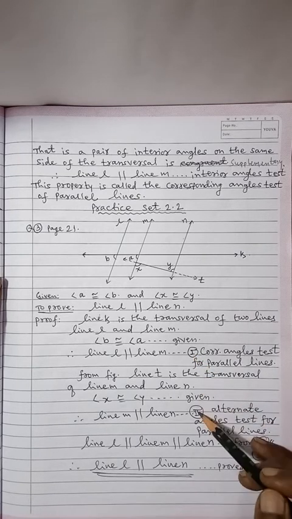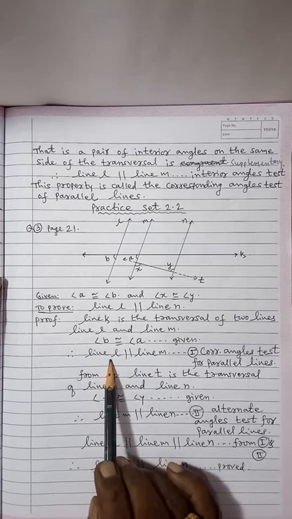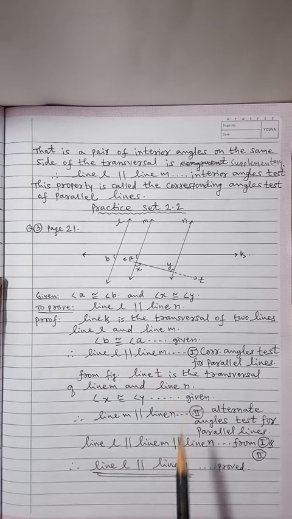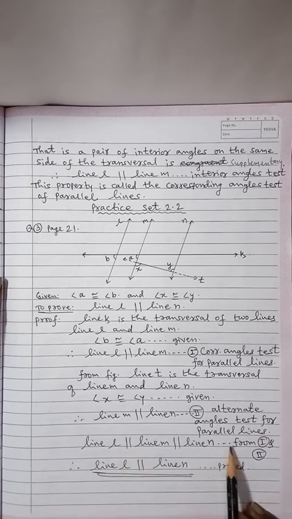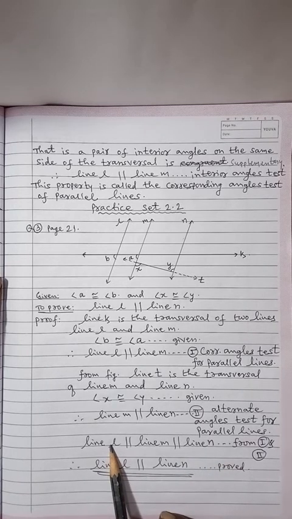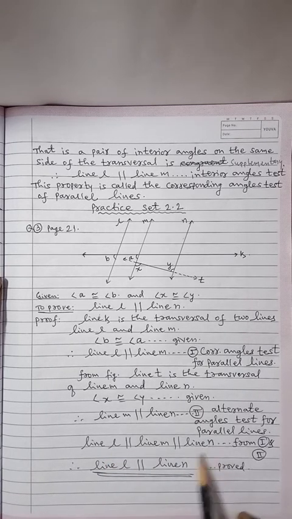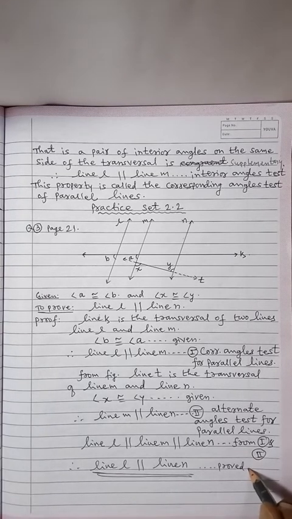So, from 1 and 2, what do we get? Line L is parallel to line M, and line M is parallel to line N. This is from 1 and 2. So from this result, what do we get? Line L is parallel to line N. This is the result that we had to prove. So we will continue with this. So learn the tests of parallel lines, and that will help you in solving the problems.